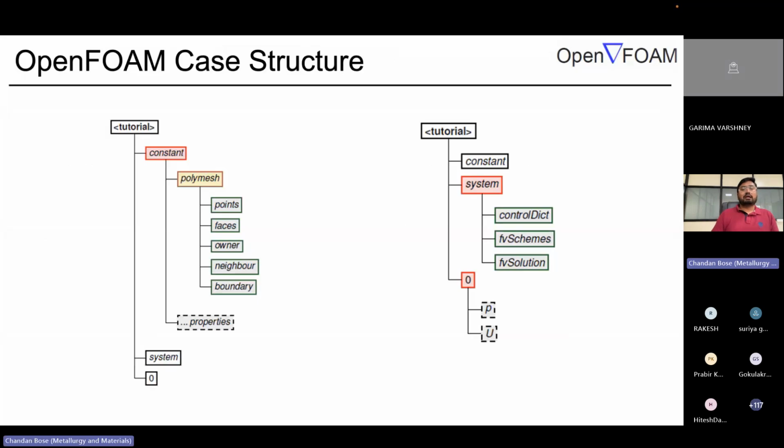Okay. Right. So as I told you, this is the normal case structure without dynamic meshing, but the only additional file that you need for dynamic meshing is the dynamicMeshDict, which should be located in the constant folder.